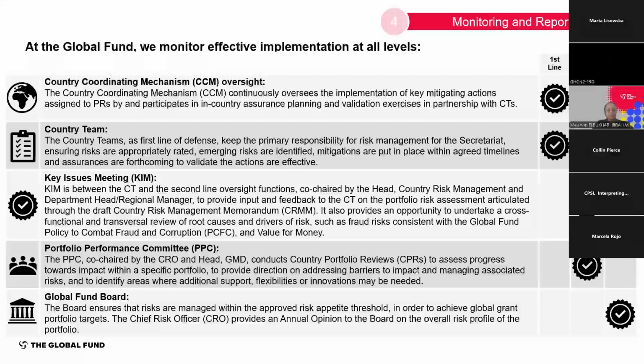So we have a forum, the key issues meeting, where country teams and second line functions review portfolio performance, the risk, the key mitigating actions, and assurance activities. And it provides cross-functional feedback to the first line on the portfolio risk assessment, which is documented in what we call the country risk management memorandum.